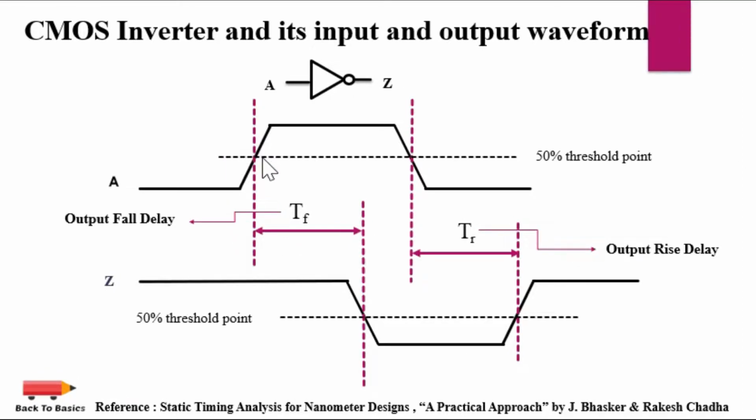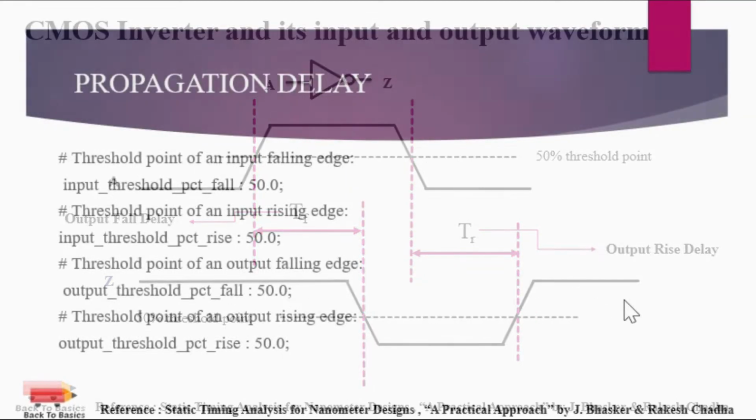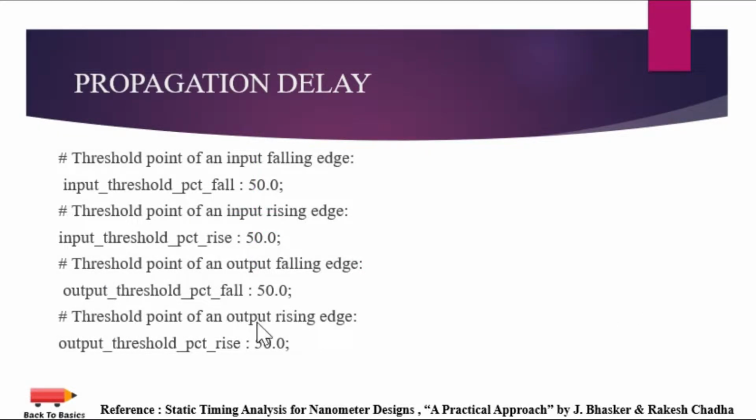So now from where exactly shall we measure the propagation delay with respect to input and output waveforms? To answer this question, there are certain thresholds that are defined in the timing library, which is .lib. And those threshold points are defined using these four variables in the .lib. Now as you can see, the threshold point for an input falling edge is 50. 50 means 50% of VDD. Similarly, for an input rising edge, output falling edge, output rising edge also, the threshold point is 50% of VDD.